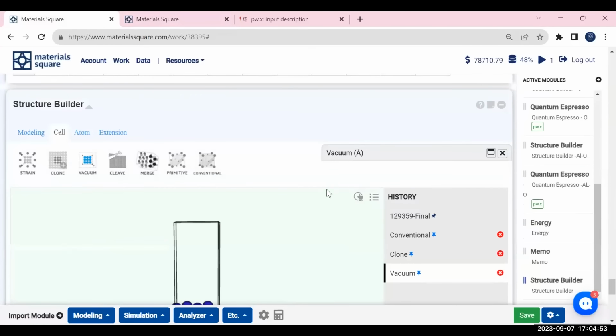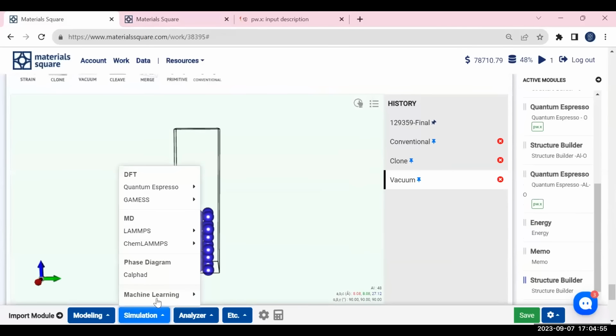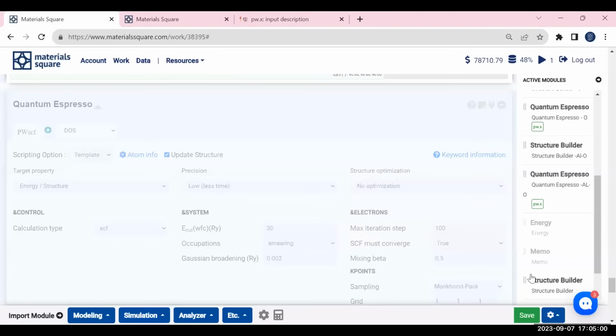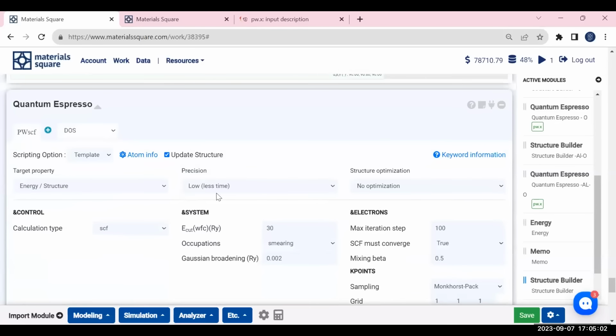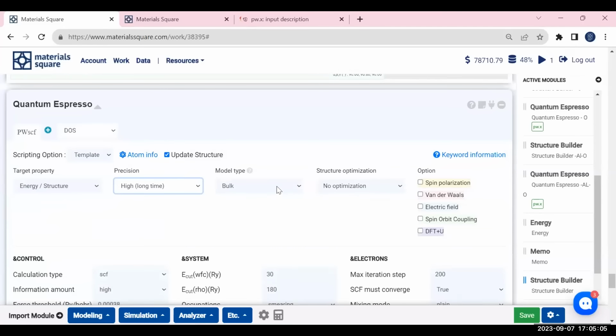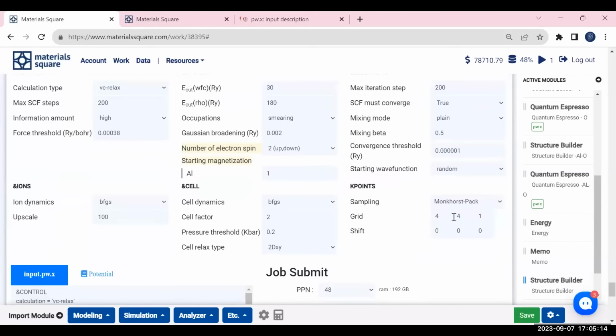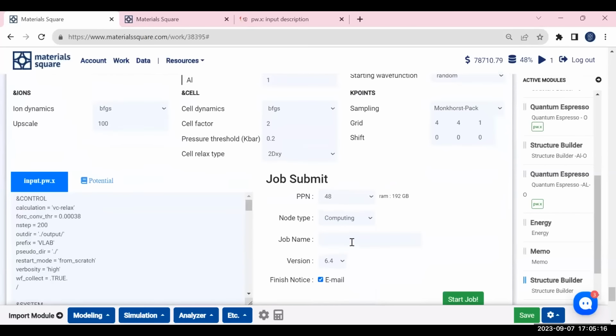So this is the structure I have built. You just go to simulation, Quantum Espresso, general. You have to connect your structure in here. Again, you have to choose isolated system because this is a surface. You will do ionic and cell optimization, spin polarization. The default value is 4, 4, 1, 30, 180, and this is the aluminum 001 surface optimization, okay? Everything is default, just submit.